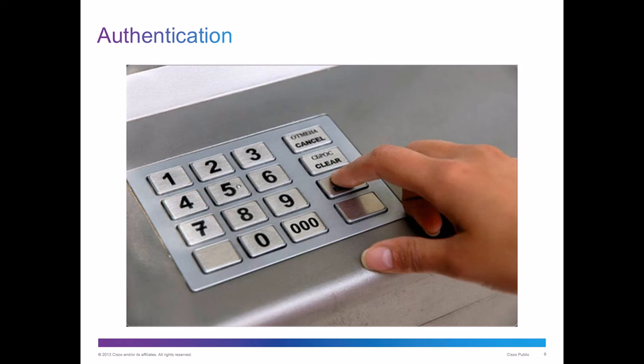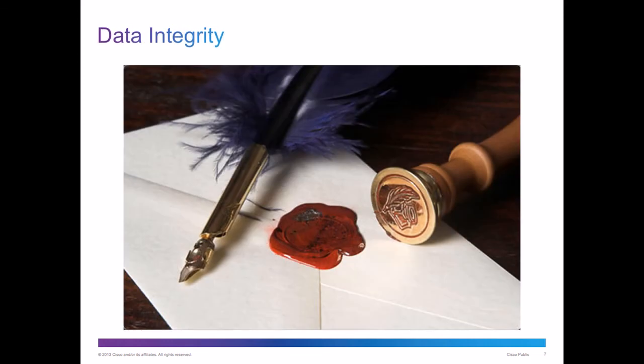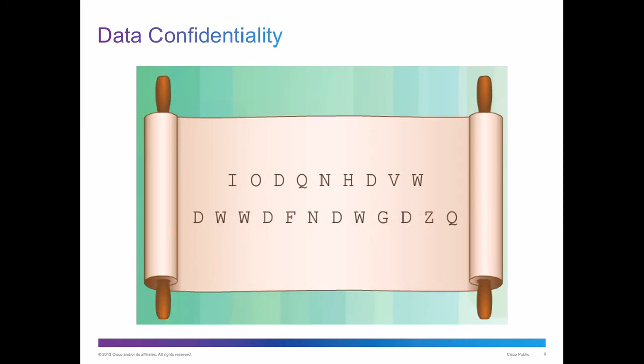Authentication, again, is validating the user, making sure that the user is the person that is supposed to be accessing the network or accessing the device. Data integrity, again, is to make sure that the data that's being transmitted is the same data that's been received on the other end. All right. And confidentiality is to make sure that only authorized users are the ones that are supposed to view the data, the sender and the receiver in this case.